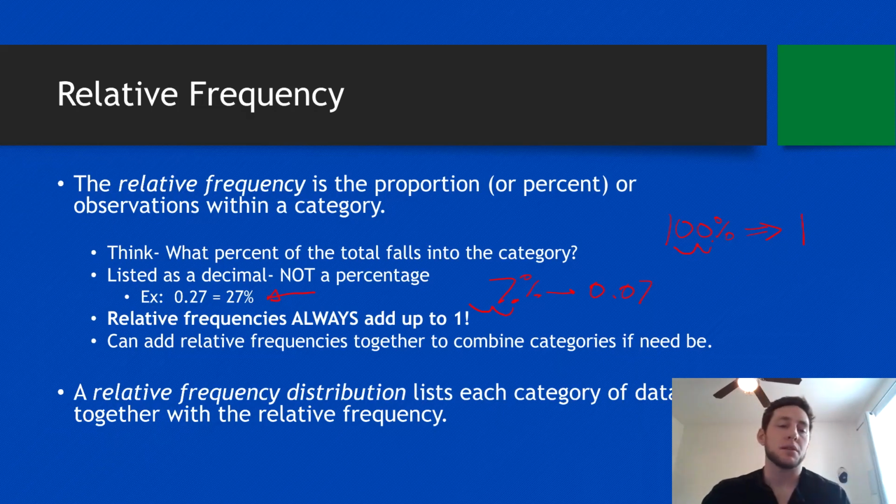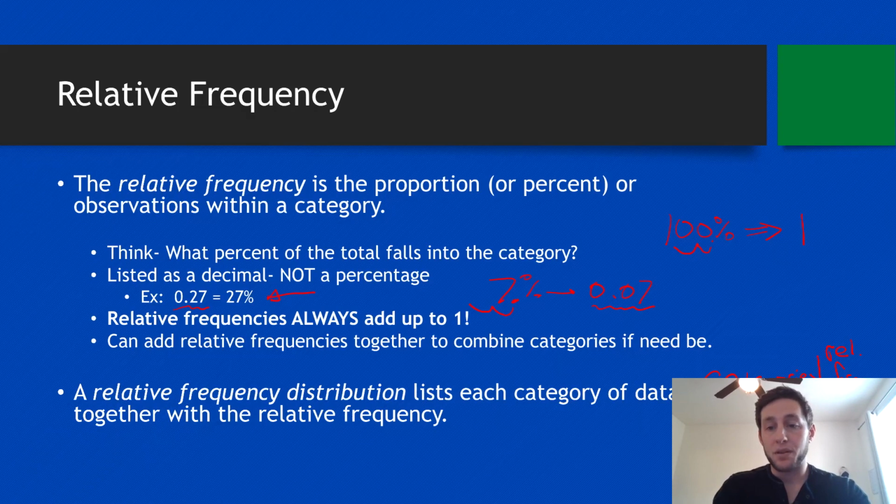Now, why do I bring this up? Well, it turns out that relative frequencies, when represented in their decimal forms, will always add up to 1. That's going to be an important thing to notice on your relative frequency distributions. Speaking of that, a relative frequency distribution is just going to be a 2-column table, where you have categories on the left and you have percentages or decimals on the right. So what we'll call those is relative frequencies.